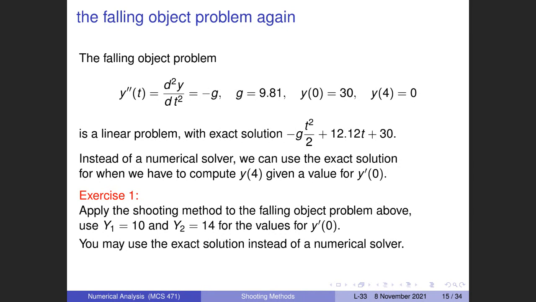So we will run the initial value problem replacing the constant, and here you see if you want to solve this, the 12.12 is the exact velocity, but you will replace this by 10 and see what you get if you evaluate this function, and you will also do it with 14. So after that, by linear interpolation with the shooting method, you should find the 12.12 as the correct initial value.